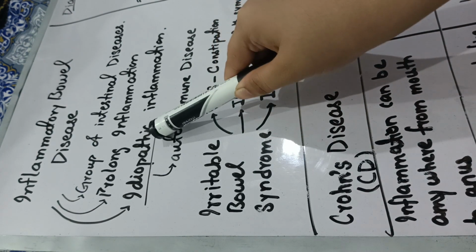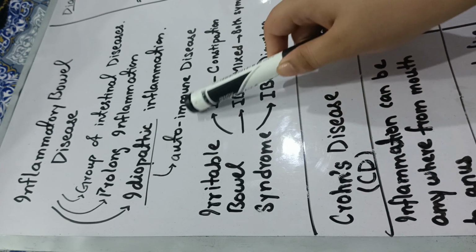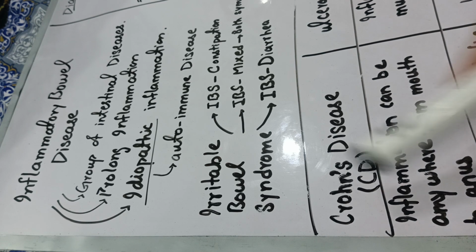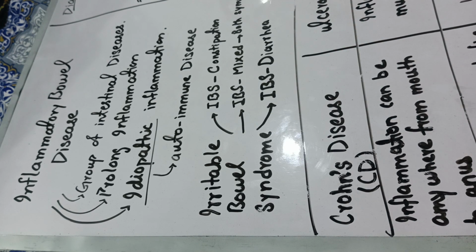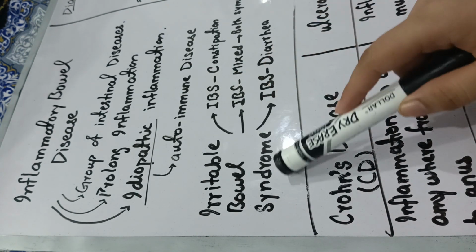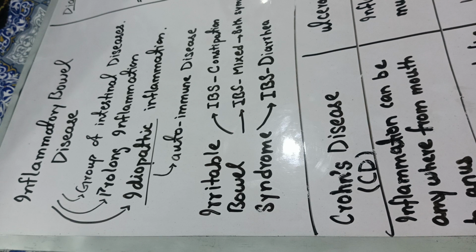What is meant by idiopathic? Idiopathic here means it is an autoimmune disease. An autoimmune disease happens when our own body cells become fighting against our own body cells. Therefore this disease will happen. Now there are some types of inflammatory bowel syndrome. Inflammatory bowel disease and irritable bowel syndrome, these are one thing, so there is no difference between them.